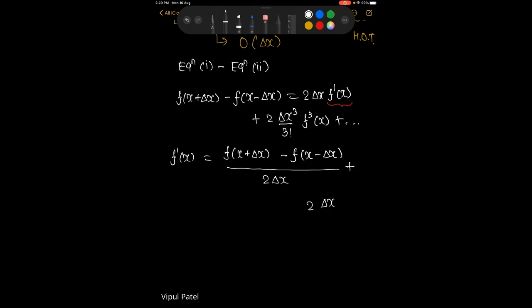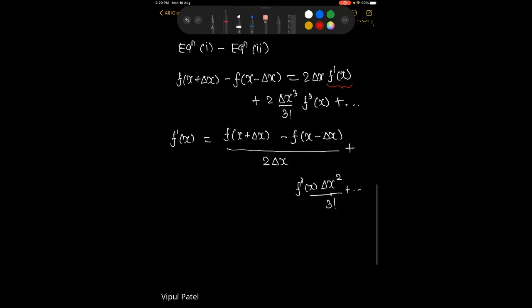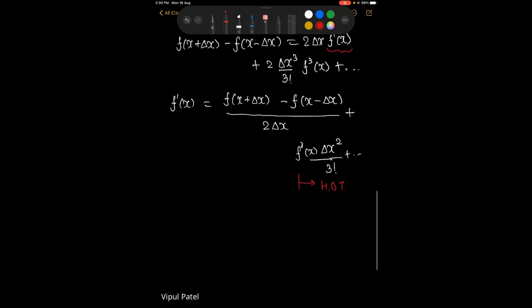Here you have a delta x cube, but we are also dividing this with 2 delta x. So at the end you won't have this 2, and you will be left with a delta x square term. So you have delta x square by 3 factorial, multiplied by f triple prime x, plus higher order terms. Here also we'll follow the same philosophy: let us neglect the higher order terms. So this is your final formulation of the first order derivative, that is d phi by dx, or you can say f prime x.